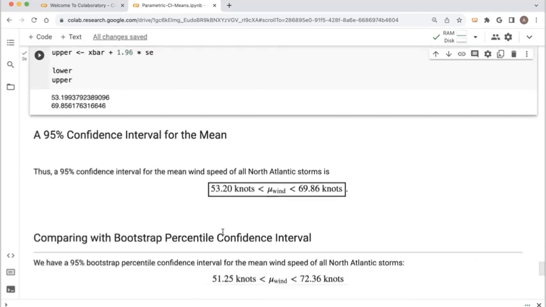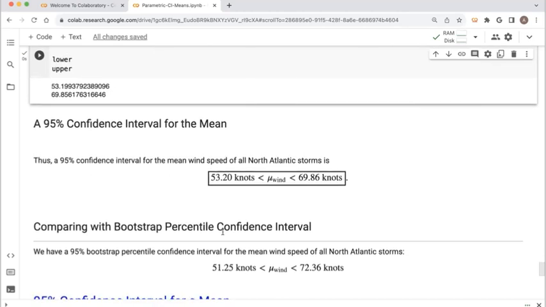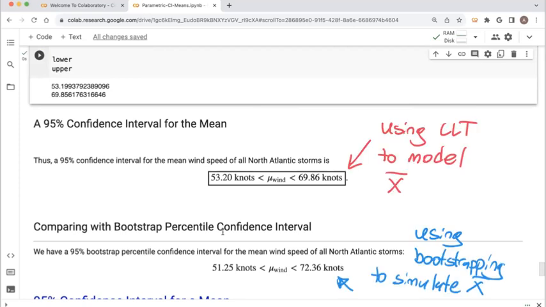Comparing this with the 95% bootstrapped confidence interval that we got, they're a little bit different, but they're pretty close estimates to each other. And the reason why they're off a little bit is they're just two different ways of approximating the underlying sampling distribution. One uses a simulation bootstrapping process, the other uses the central limit theorem.